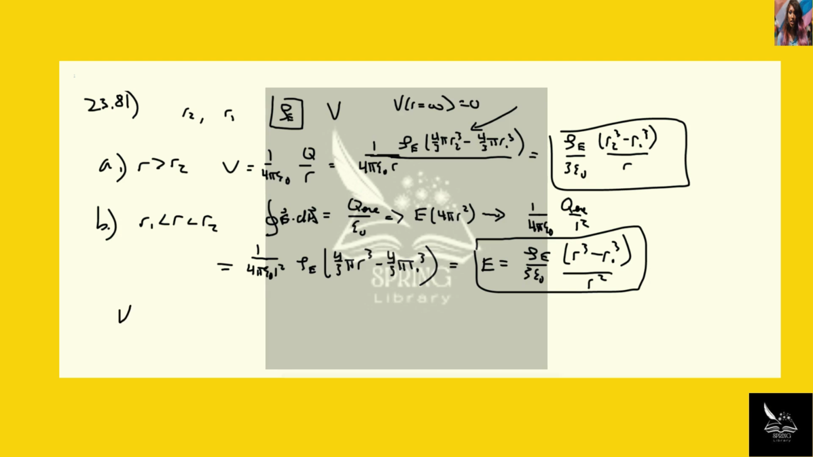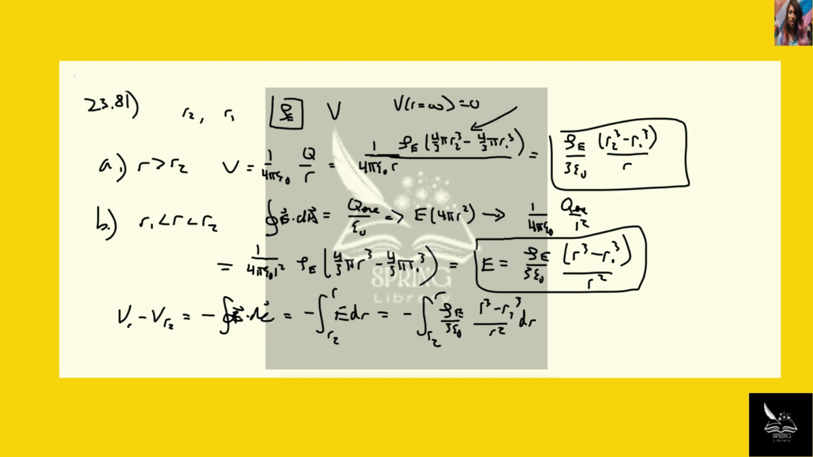So if we're trying to find the potential, we can take the potential at r and subtract off the potential at the surface. And this is given by the integral of E dot dl. And this is the same as integrating from R2 to r of negative E dr. Okay, so let's do this integral now. So we have negative integral R2 to r, rho E over 3 epsilon naught, r cubed minus R1 cubed over r squared dr.